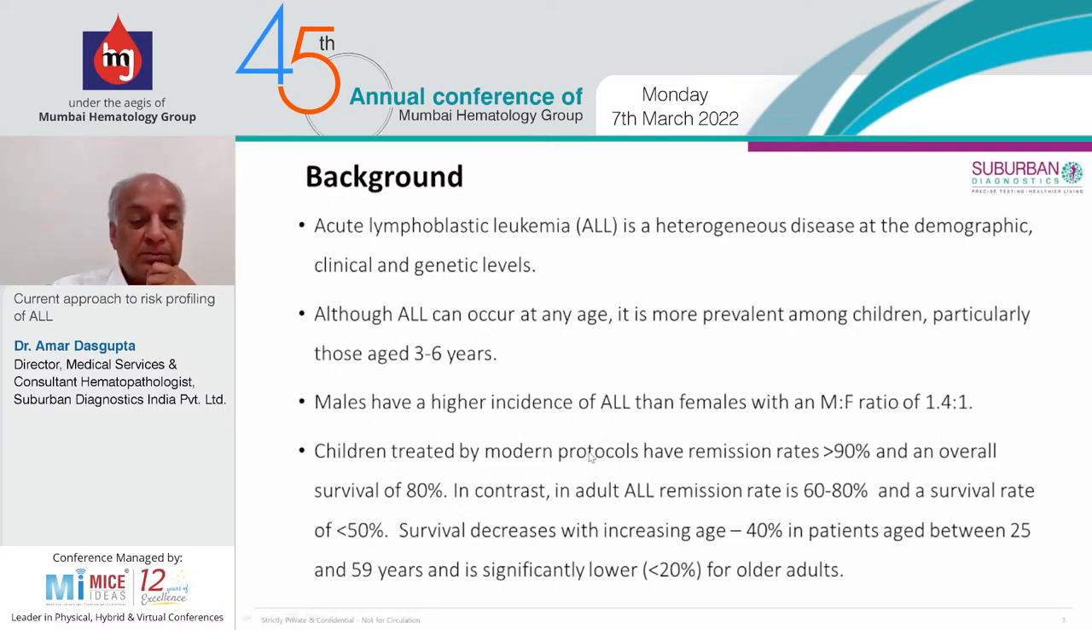Children treated by modern protocols have remission rates of over 90% and overall survival of 80%. In contrast, in adult ALL, remission rate is 60 to 80% and the survival rate is less than 50%. These figures also tend to vary a little, but I have got these from a recent publication, so I suppose this should be okay. Survival, as indicated by the earlier statement, decreases with increasing age. And that, of course, is shown by the declining survival rates as the age of the patient increases.